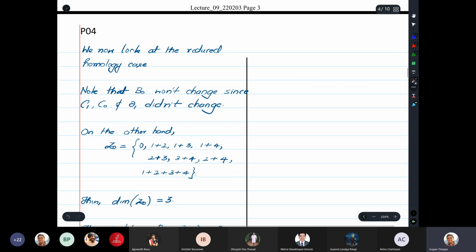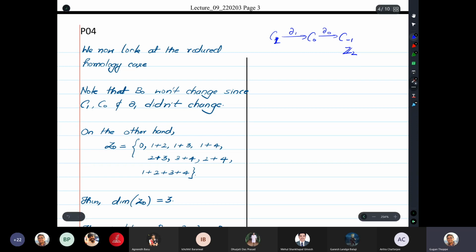So the difference between the usual and reduced case is that here C minus 1 changes. Here there is del 1, here there is del 2. Earlier C minus 1 was set to be the trivial vector space. Now we set it to be this Z2 vector space. Recall that Z2 can be thought of as a vector space over Z2 itself. All right. So this is what we have.